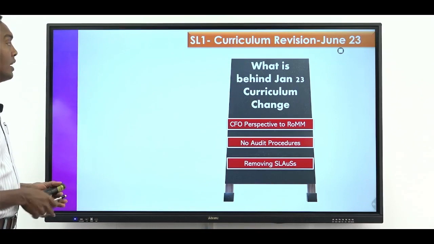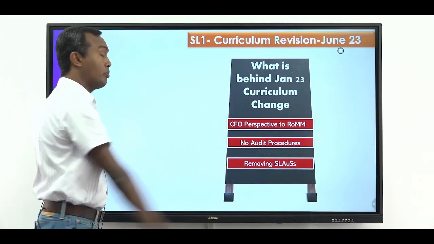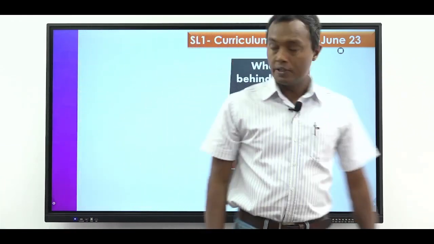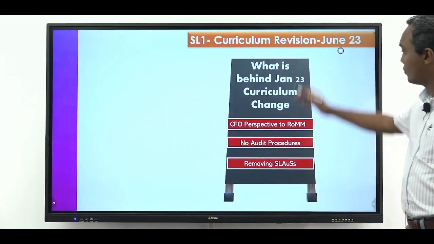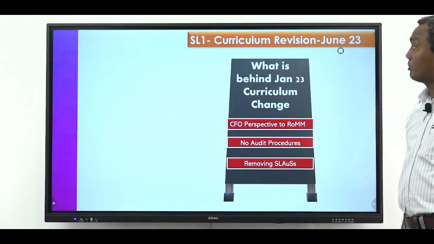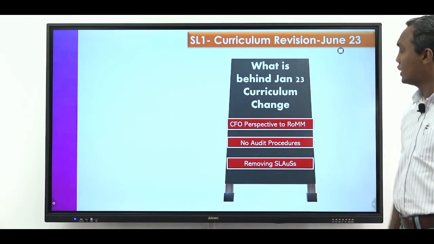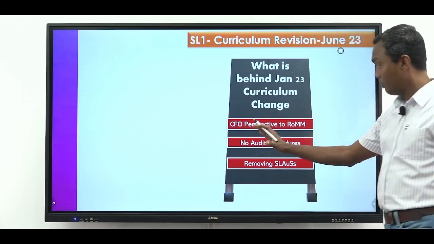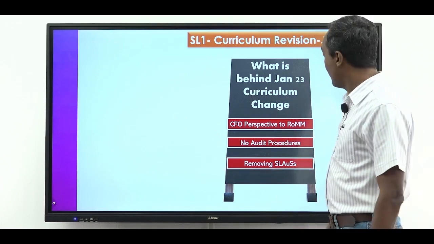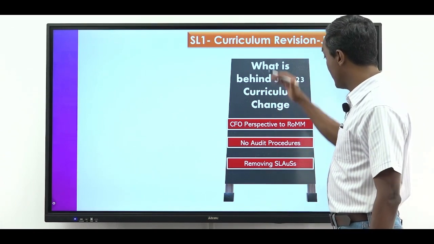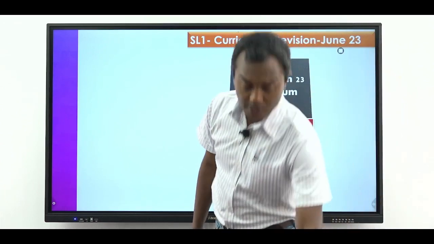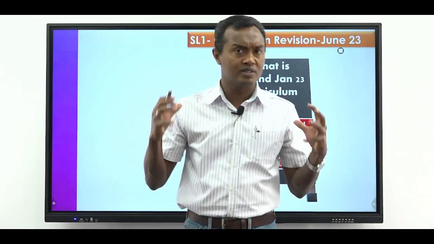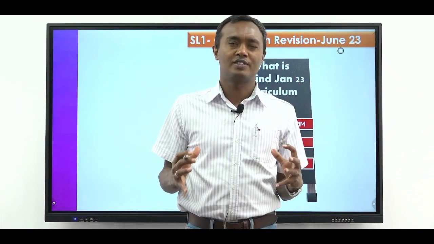Before I get into that slide, this is something I presented to you at the start of the course. When this was announced, CA Sri Lanka issued a guideline on the rationale behind the change. There is a CFO perspective to risk of misstatement, and there will not be audit procedures, so there is no reference to auditing standards. Having said that, we should appreciate one thing: we cannot explain risk of material misstatement without some knowledge of auditing.